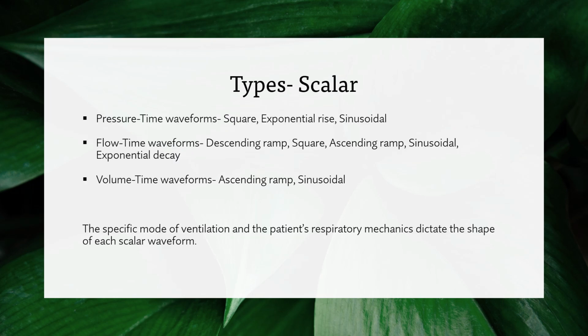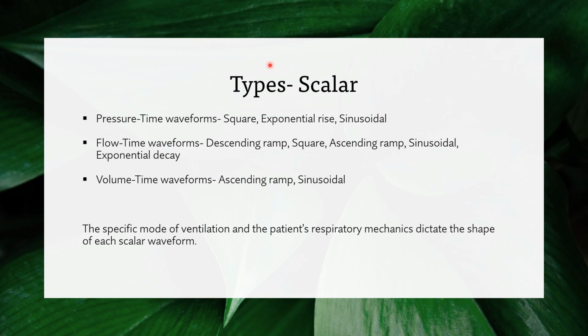Now we know there are six basic scalar waveforms, but how is the shape of these basic scalar waveforms determined? The specific mode of ventilation and the patient's respiratory mechanics dictate the shape of each scalar waveform, means whether mode is volume or pressure, and patient's respiratory mechanics, which depends on underlying lung disease state, will determine the shape.